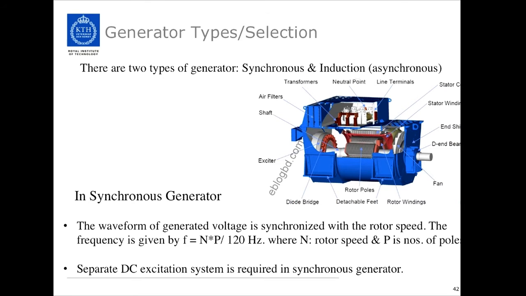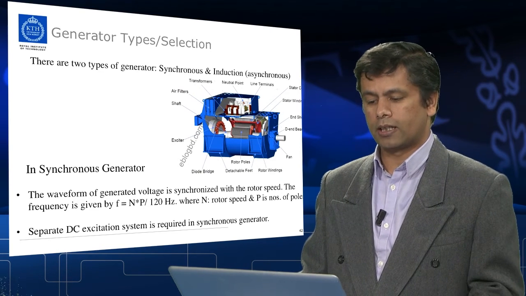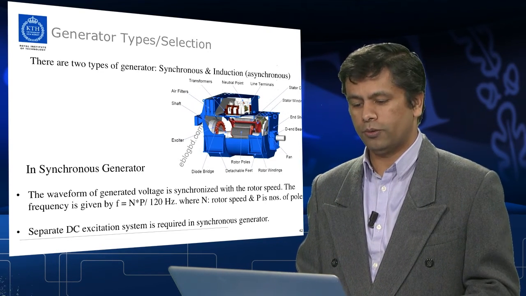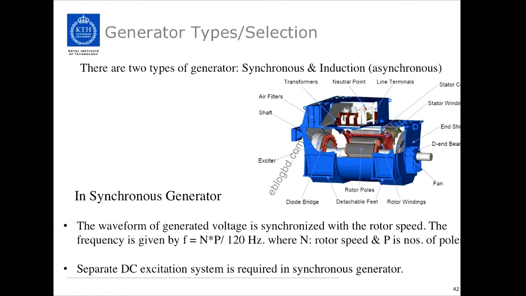After finishing the discussion on the turbine and turbine selection, I would like to start a discussion on generator types that are used in micro and small hydropower plants. There are two types of generators that are used in micro and small hydro. They are the synchronous generator and the asynchronous generator, which is also known as the induction generator.